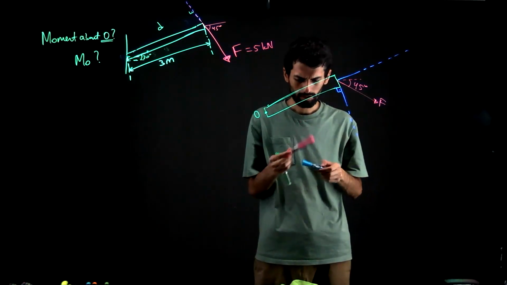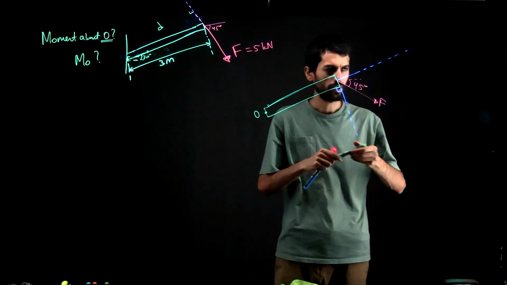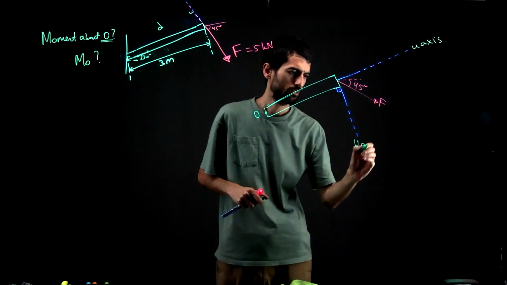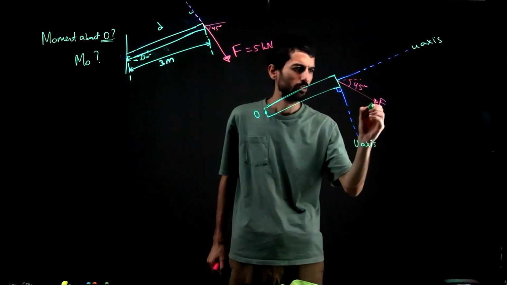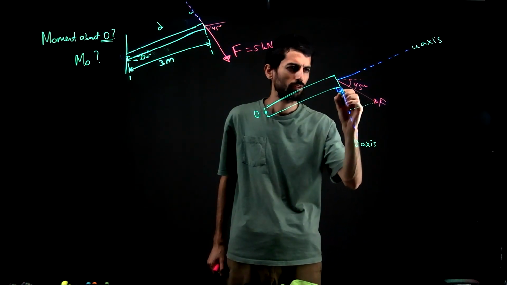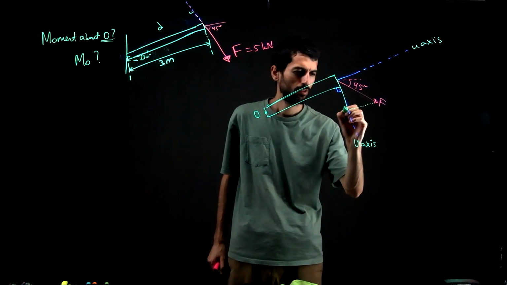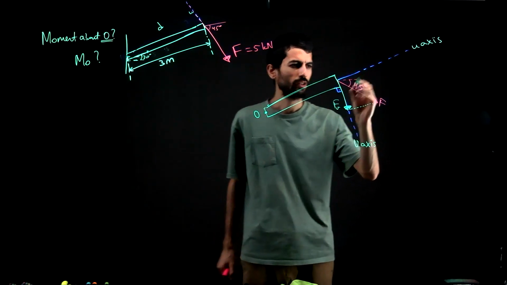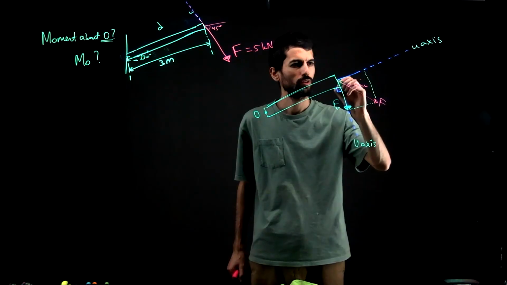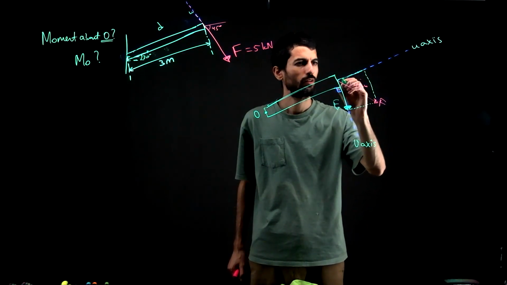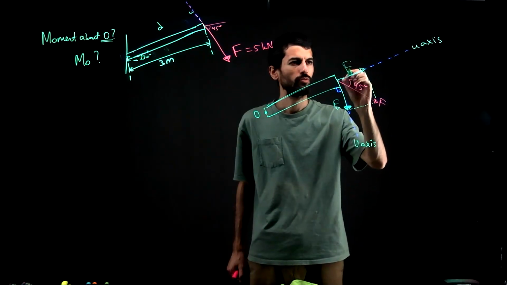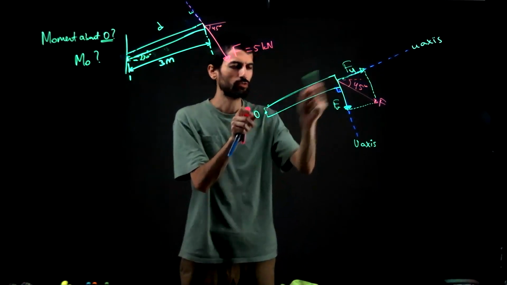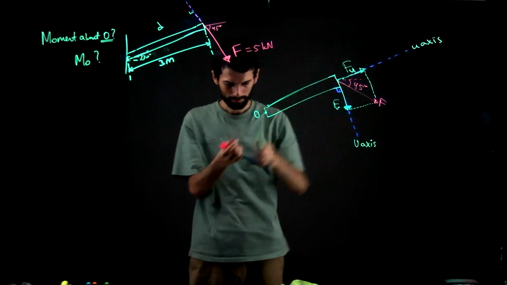So let's draw the components. So I will call this one the u-axis, and this one the v-axis. Okay, and this will be the first component of the force. That is Fv, and that is the second component of the force, this one. This will be Fu. Okay. As I told, the Fu cannot rotate the bar. Okay, it will just pull it.